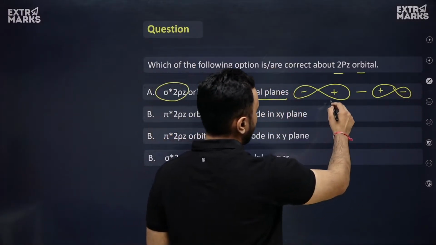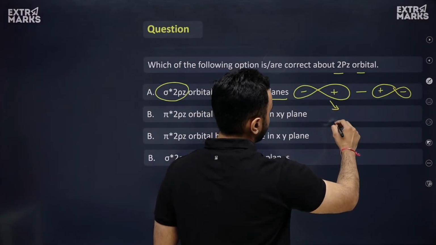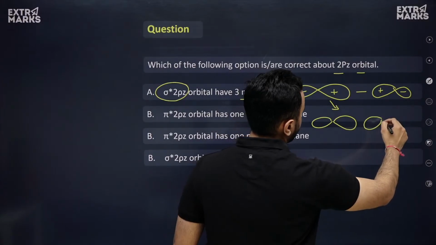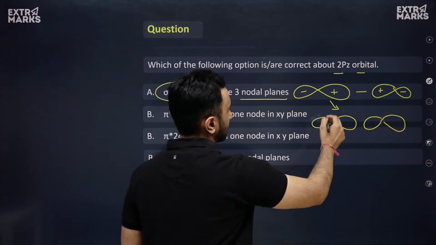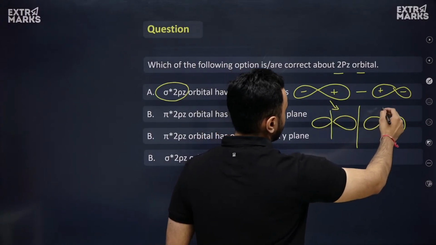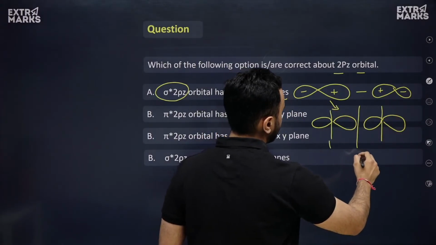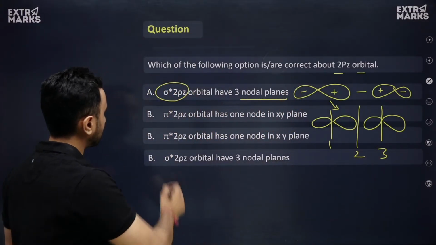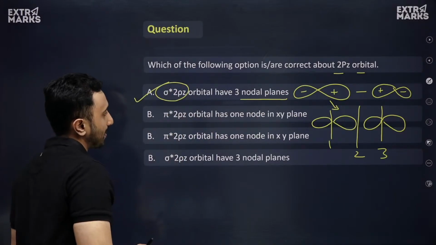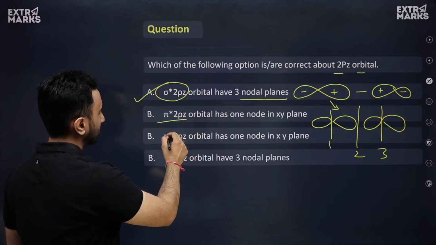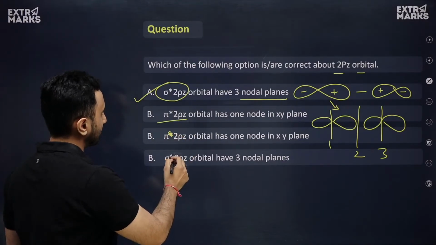What will you get? You will get this sigma star 2pz. Here you will see that we have 3 nodal planes, 1, 2 and 3. So is this correct? Yes, it is. Option A is absolutely correct. Now what about this pi star 2pz, right? What about pi star 2pz?